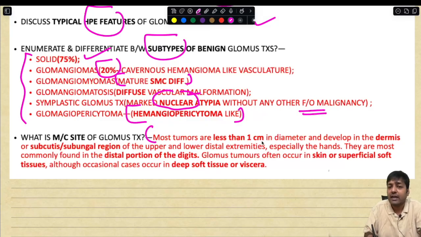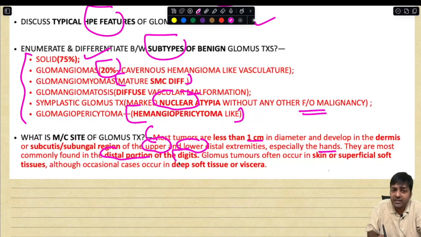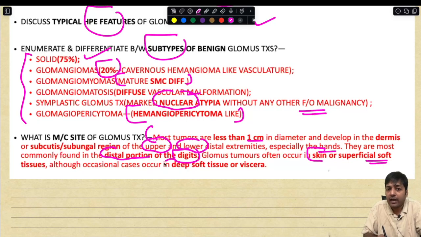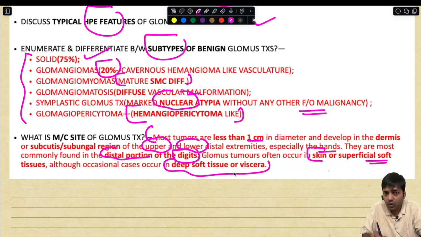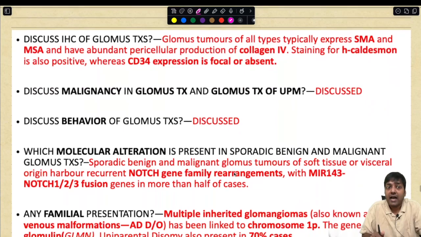Most tumors are less than 1 centimeter in diameter, and they develop in the dermis or subcutaneous or subungual region of upper and lower distal extremities, especially the hands. They are most commonly found in the distal portion of the digits. Glomus tumors often occur in the skin or superficial soft tissues, although occasional cases occur in deep soft tissues or viscera. Now discuss the IHC of glomus tumors.